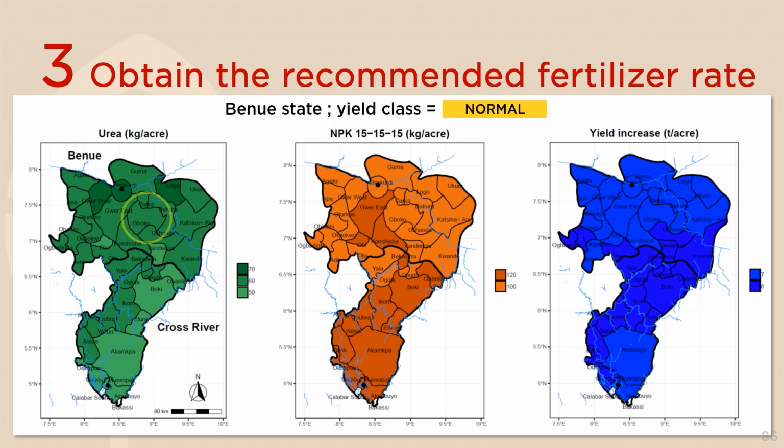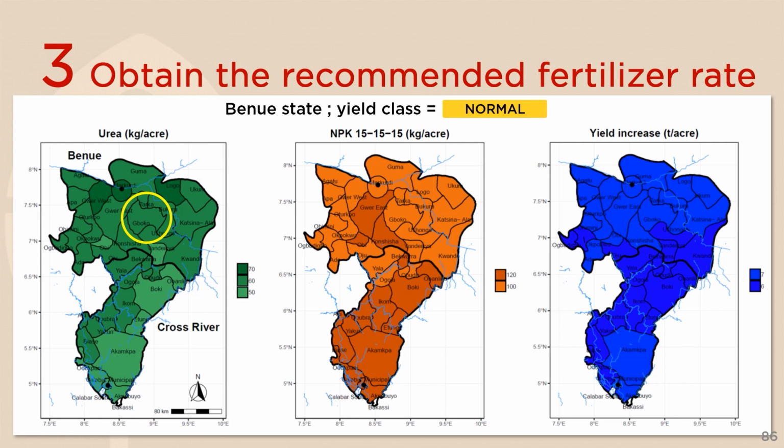In the flyer, you will find maps for Benue State. The maps have different color schemes indicating the amounts of each fertilizer required and the expected yield increase. The state is marked at the top, as well as the yield level. Make sure you turn to the right page for the yield level of your field. In our example, a normal yield.